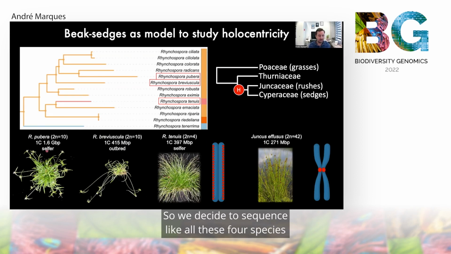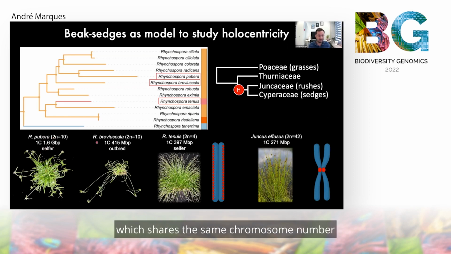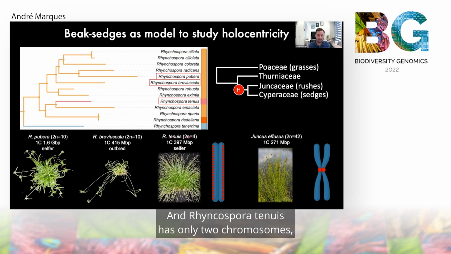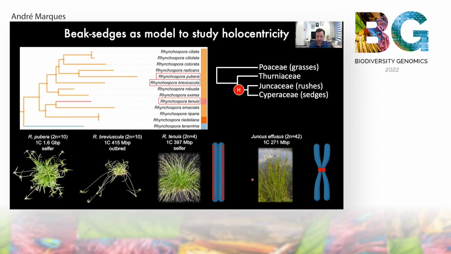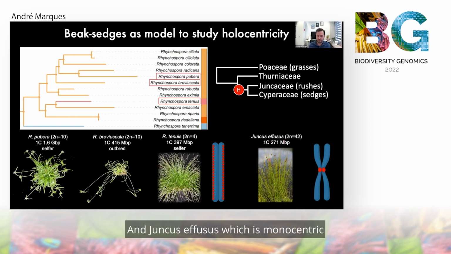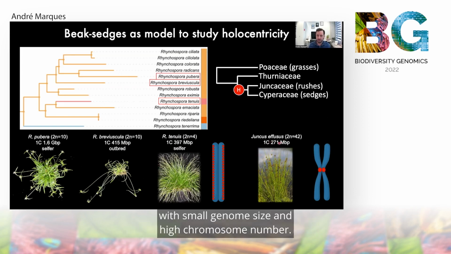So we decided to sequence all these four species, and it is very interesting to see that Rhynchospora pubera, which shares the same chromosome number as Rhynchospora breviuscula, has a 4 times larger genome. And Rhynchospora tenuis has only 2 chromosomes, which is the lowest chromosome number found in plants, and it also shares a similar genome size to breviuscula. And Juncus effusus is monocentric with a small genome size and a high chromosome number.